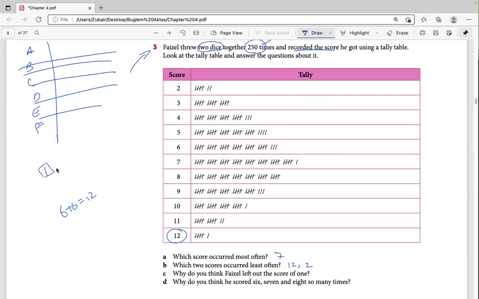The least score, the first die could be 1, the second die could be 1, and the total would be 2. So he rolled 1 and 1, a 2, 7 times. Oh, okay. He's throwing two dice. Can he get a total of 1? No, you can't, because when you add them together, you can never equal 1. So that's why he is not writing that score.